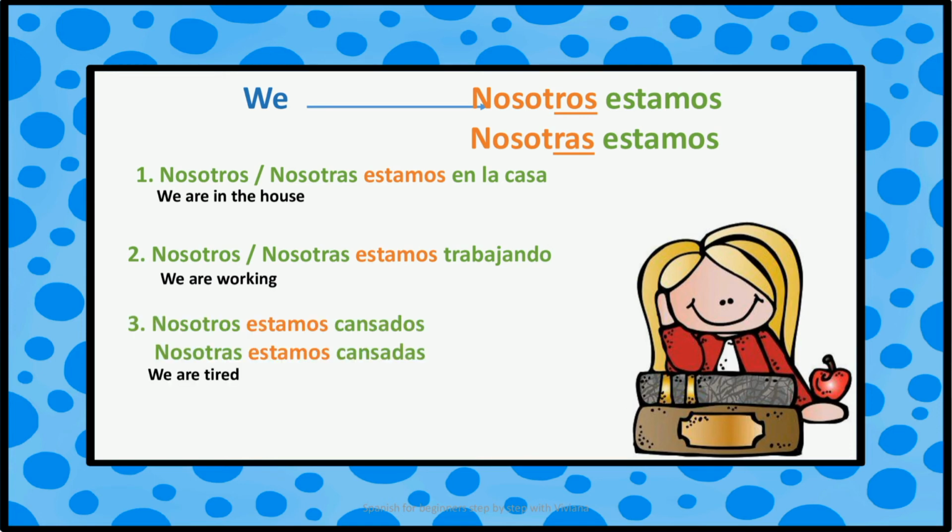Nosotros estamos cansados or nosotras estamos cansadas. We are tired. We use nosotros estamos cansados or nosotras estamos cansadas because we are talking about our feelings. Nosotras estamos con María or nosotros estamos con María. We are with María. We use nosotros or nosotras estamos because we are talking about with who we are.